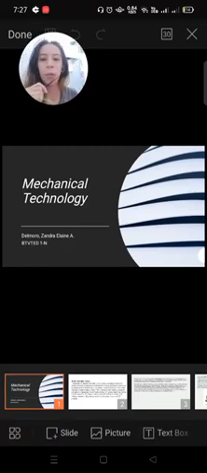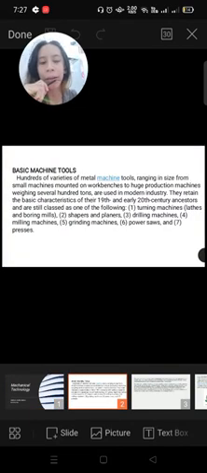Good day everyone. We were talking about mechanical technology. Basic machine tools, hundreds of varieties of metal machine tools ranging in size from small machines mounted on workbenches to huge production machines weighing several hundred tons, are used in modern industry. They retain the basic characteristics of their 19th and early 20th century ancestors and are still classed as one of the following.